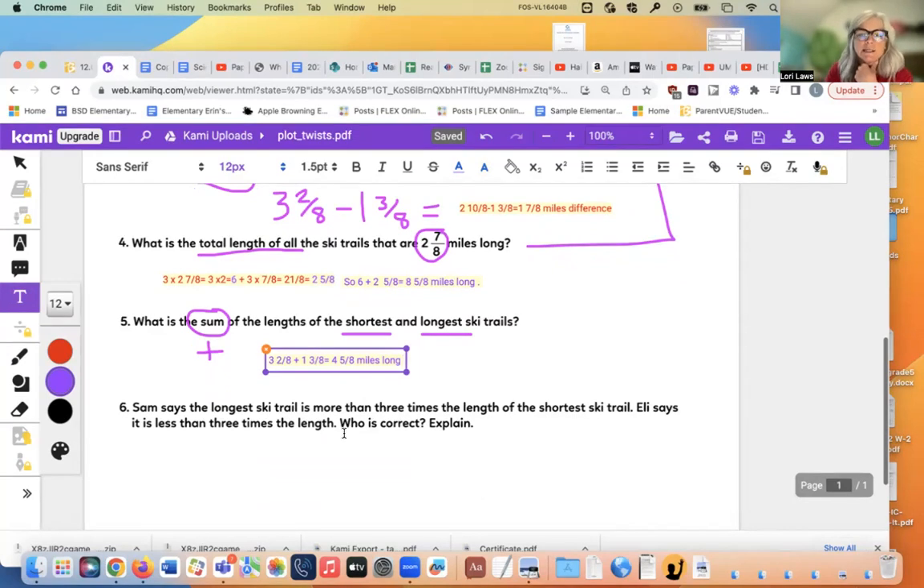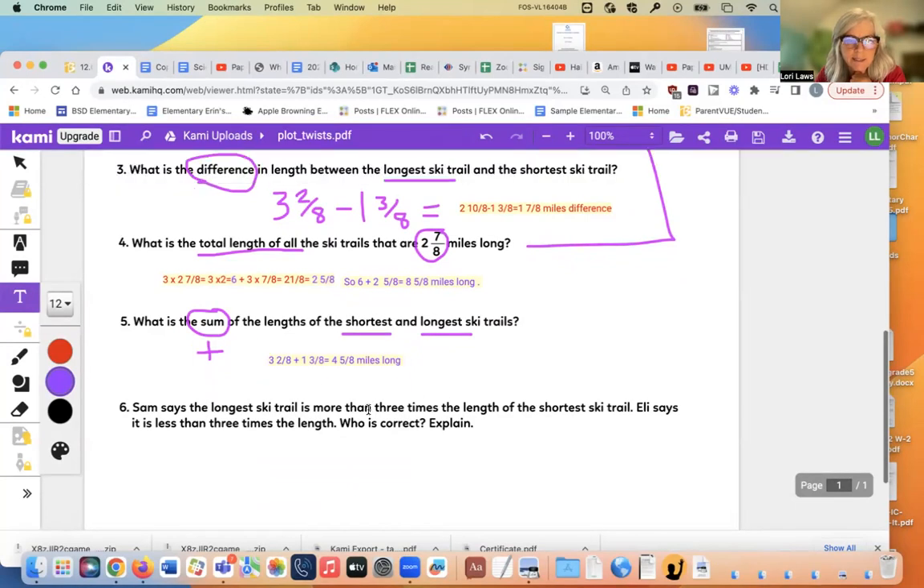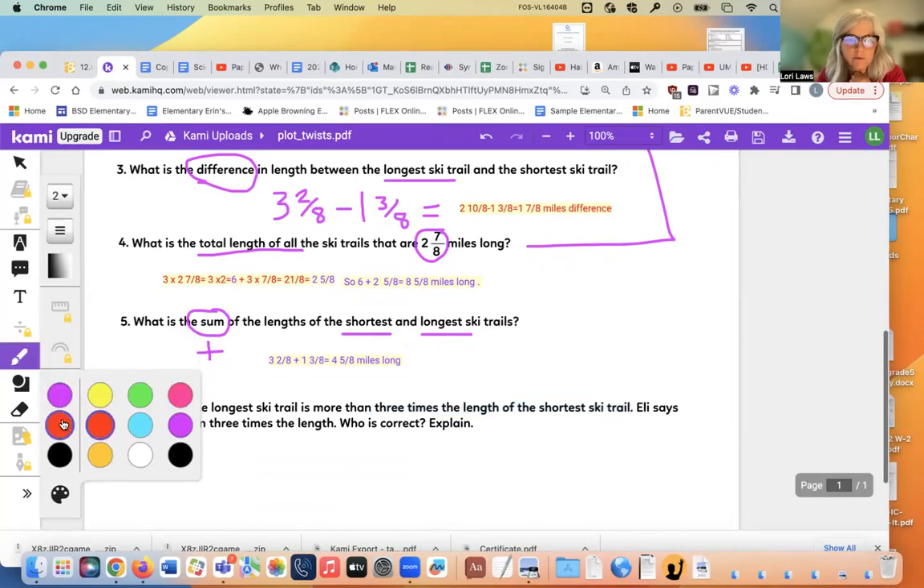Sam says the longest ski trail is more than 3 times the length of the shortest ski trail. Eli says it's less than 3 times the length. Who's correct? So we need to know what 3 times the length of the shortest ski trail is, don't we? Let's see if we can figure that out.